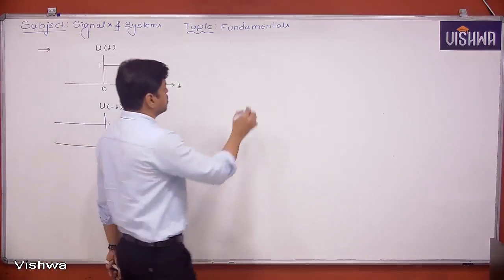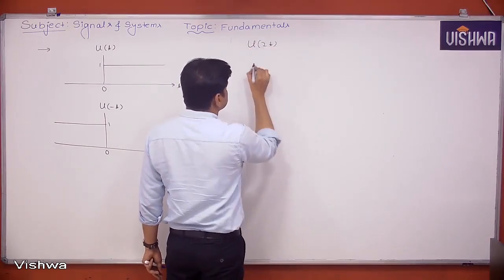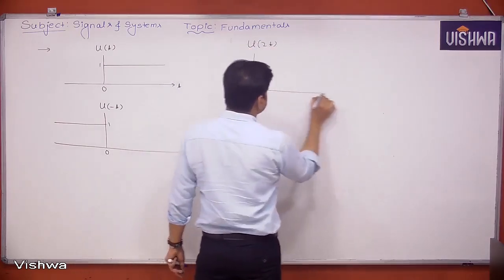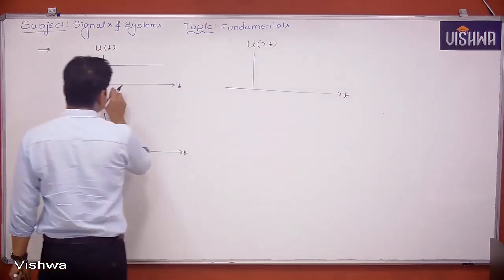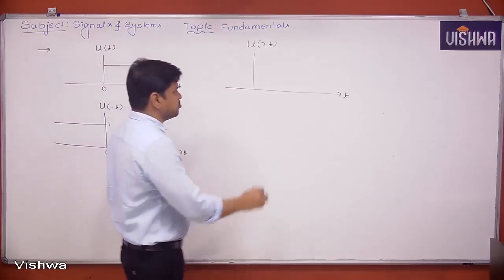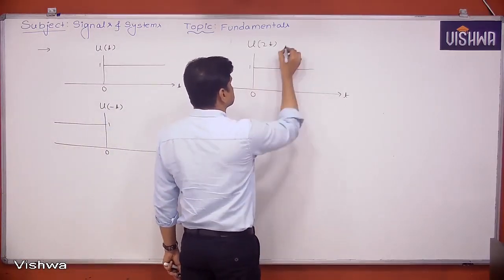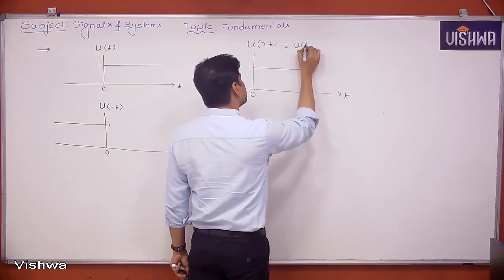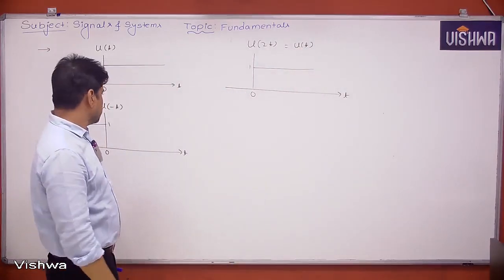Next, can you draw u of 2t? That means each instant has to be divided by 2. If each instant is divided by 2, it won't make any difference. You are going to get the same thing, which is nothing but 1 only. That is also equal to u of t. U of 2t is also equal to u of t. That's one thing.